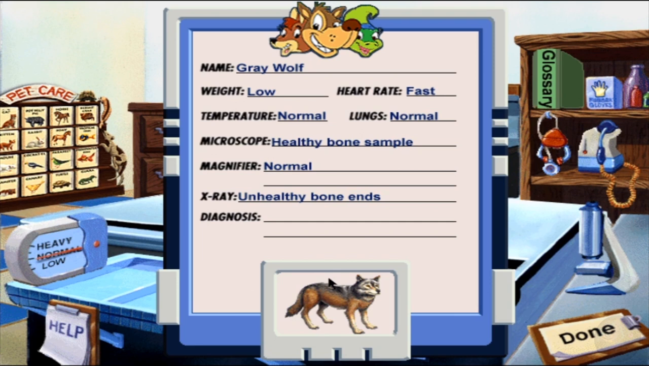This animal's weight is low. The wolf's weight is low and its heart rate is fast. The temperature and lung readings are normal. The microscope reveals a healthy bone sample, and the magnifying glass shows a healthy sample. But the X-ray reading, showing the unhealthy-looking bone ends, is the most revealing. The wolf is suffering from arthritis.